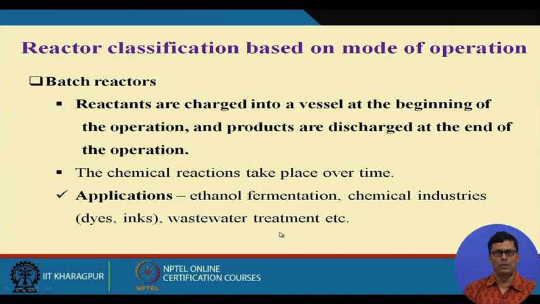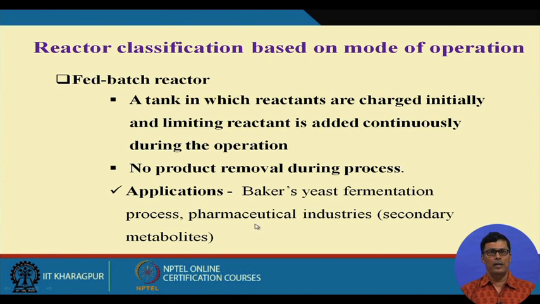Now the fed batch reactor is mostly used where the substrate acts as an inhibitor, because inhibition is a common phenomenon, particularly in biological processes. If you use more substrate, it gives inhibition to the reactors, and in case of substrate inhibition, it is usually recommended that a fed batch reactor is preferable.